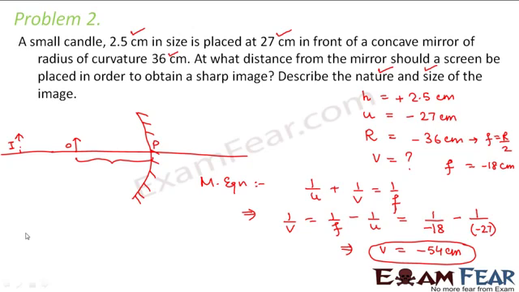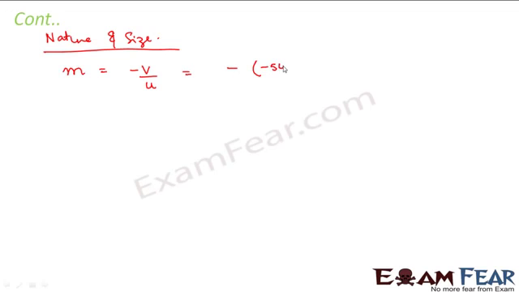So in order to know the nature and size of the image, let us try to calculate the magnification in this case. What is magnification? Magnification can be calculated as the ratio of image distance by object distance, right? So in this case, what is my image distance? It is minus 54. What is my object distance? It is minus 27. So the magnification comes out to be minus 2.